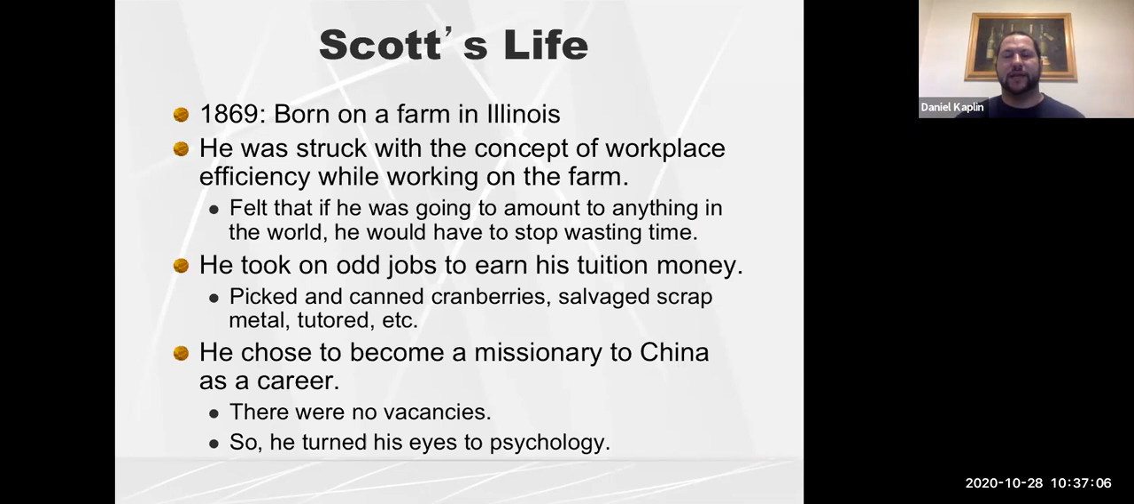So eventually he wants to go to the university, and he's a farm boy, right? He doesn't have a lot of money. So what does he do? He takes odd jobs to earn tuition money, and he had no problem picking and canning cranberries and getting scrap metal, tutoring. He did anything and everything possible to pay for his tuition.